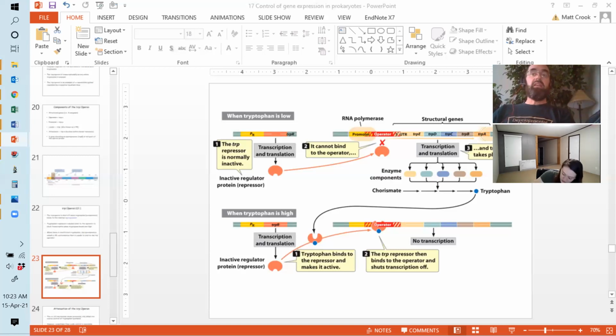Now, I've got to be really clear here. The reason why I said trp levels are high-ish is that if trp levels are high enough, tryptophan is going to bind to the TRPR repressor and shut it down completely. So essentially we've got a space, if you think about it in this way, between no tryptophan and lots of tryptophan.